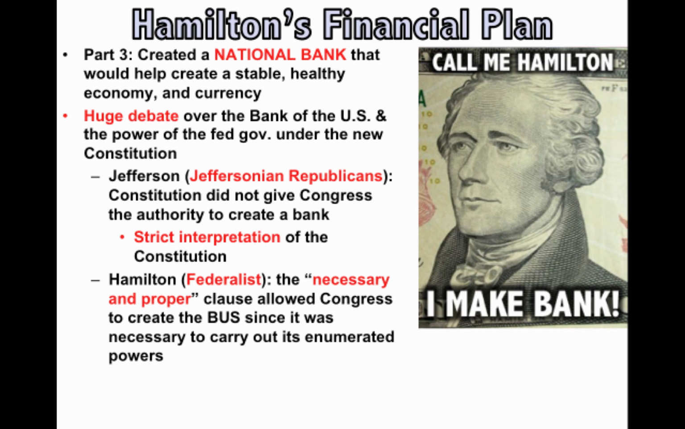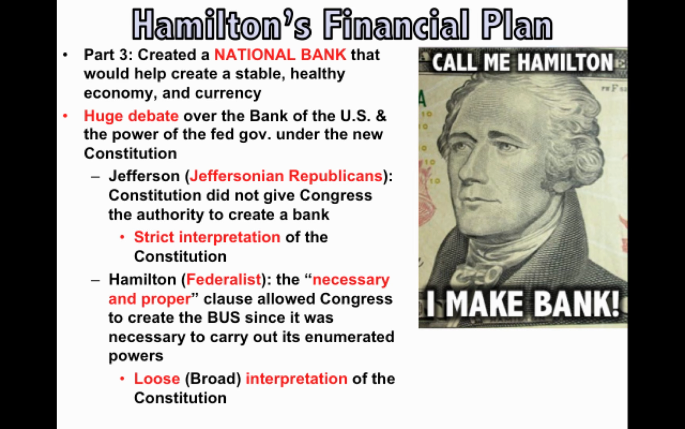On the other end, Hamilton and the Federalist Party argued the necessary and proper clause in the Constitution allowed Congress to create the Bank of the U.S. since it was necessary to carry out its enumerated powers. They are using something called the Elastic Clause, and they said they were advocates of a loose or broad interpretation of the Constitution. What the Constitution did not forbid, it allowed, and since this was part of Congress's ability to tax and regulate the economy, the bank could be created, and it was.